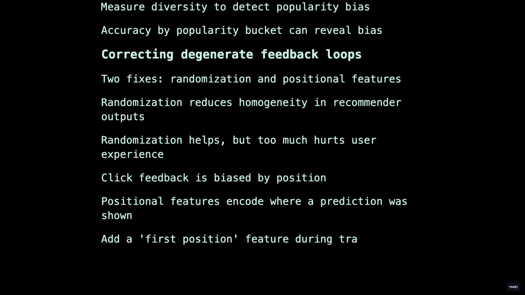The simple training trick is to record whether an item appeared first, so the model can learn the effect of top placement. That gives the learner a way to separate item quality from exposure effects.